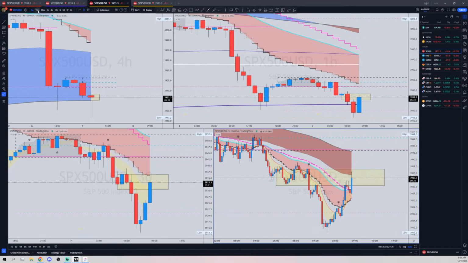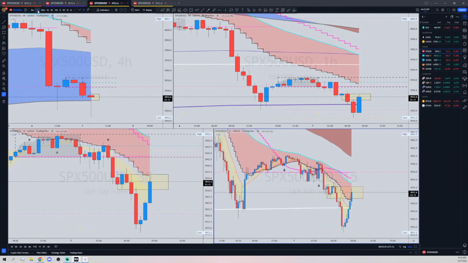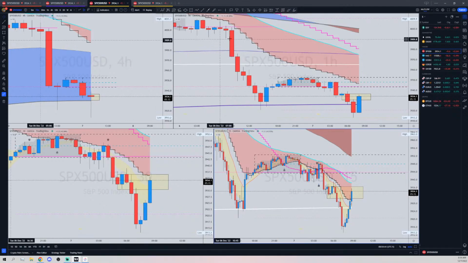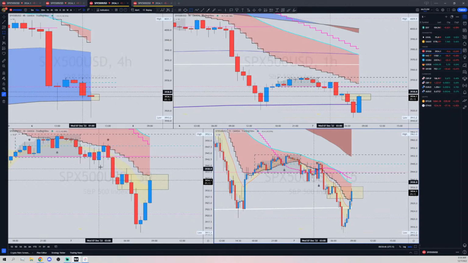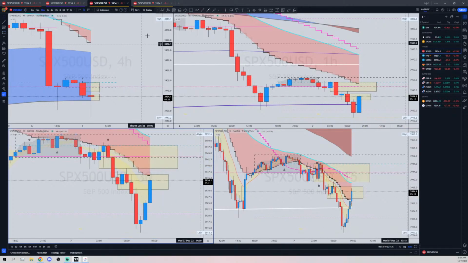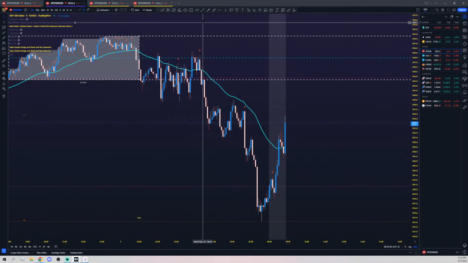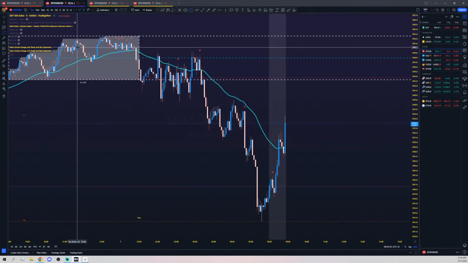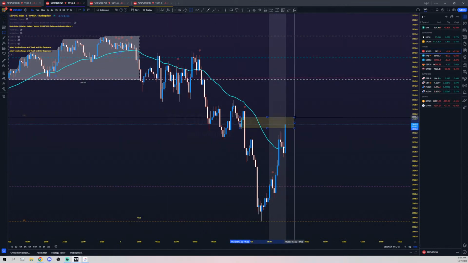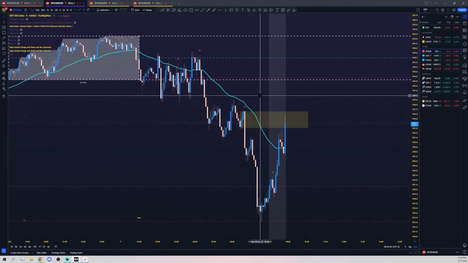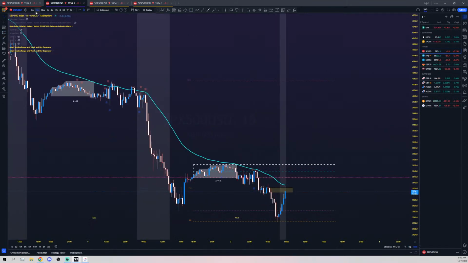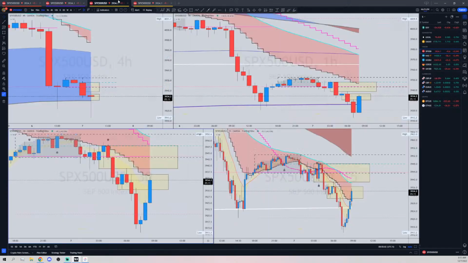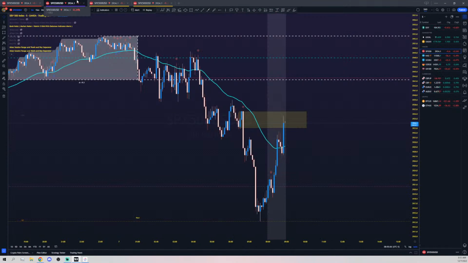Coming to that 30 minute, 15 minute level of supply. I got an area here. Got an area here. Okay. An area here. Yep. Boom. Yeah, I want to see price stay below that. Price has to stay below that. Okay, these are 30 minutes.